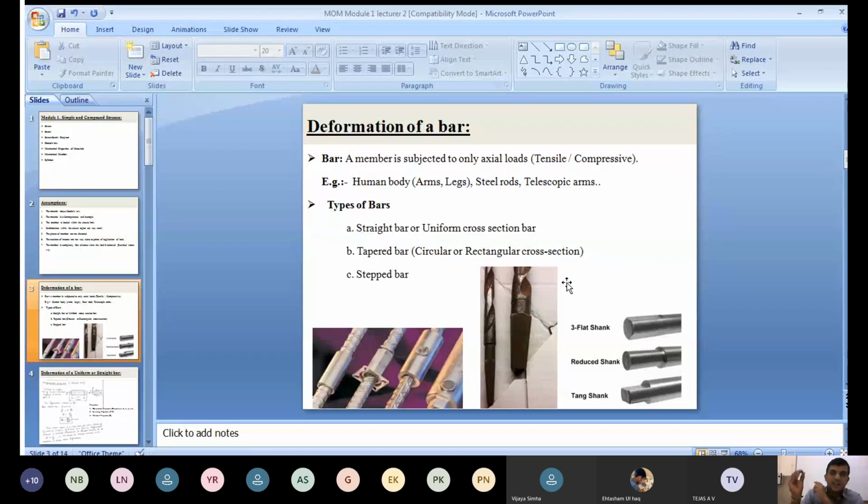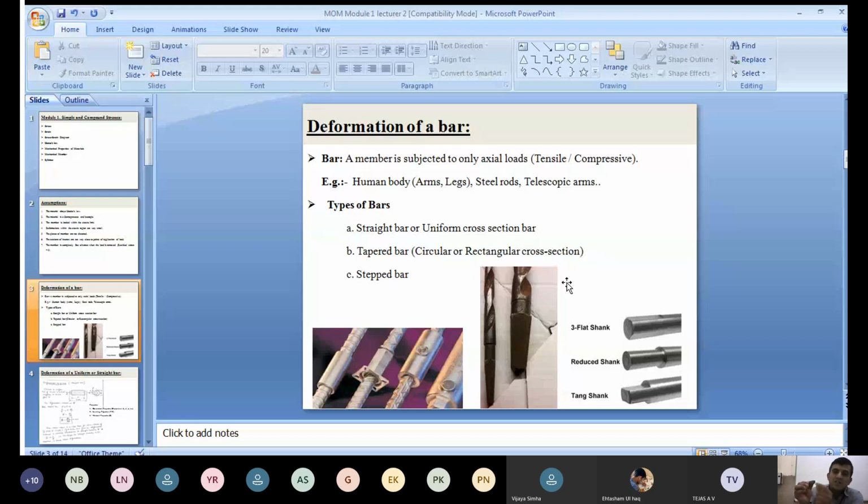Here, what we see is that throughout the length, the cross section is not the same. What is a rectangular cross section? Throughout the length, the cross section is varying, uniformly varying. It is increasing. Now this type of bar is called a tapered bar.